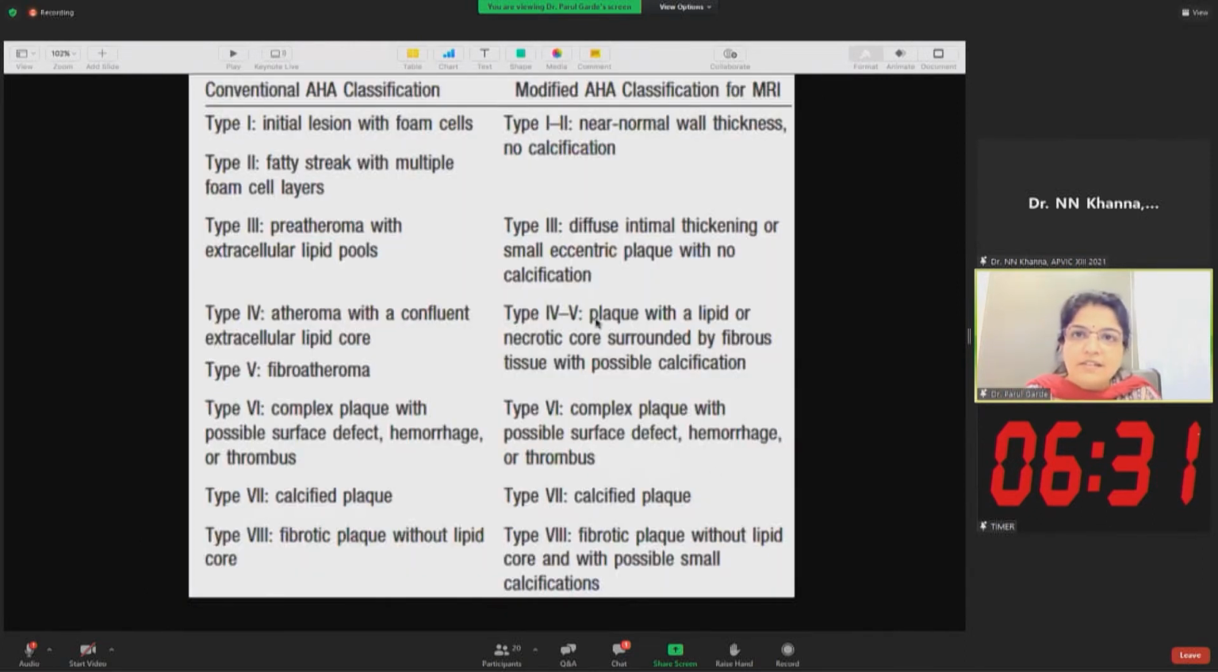Now, having said this, let's look at the modified American Heart Association classification for these plaques based on the MRI findings. They are classically divided into type 1 to 2, which is almost near normal; type 3, which indicates diffuse intimal thickening or a small eccentric plaque; type 4-5, wherein there is presence of lipid or necrotic core within the plaque surrounded by fibrous tissue; type 6 is a complex plaque, which would have hemorrhage, surface defect or thrombus within it; type 7 is a calcified plaque, whereas type 8 would indicate a fibrous plaque.